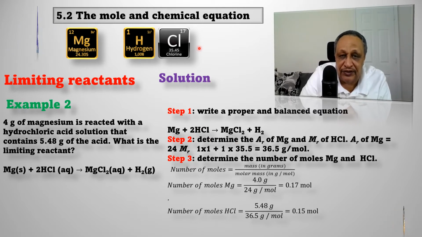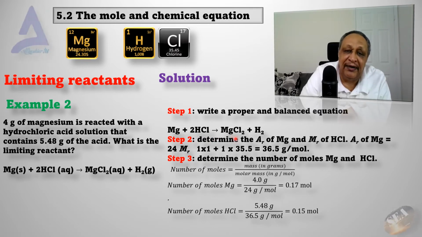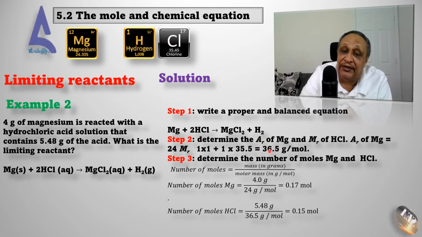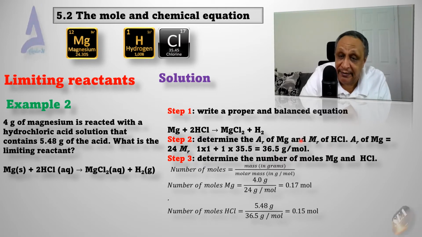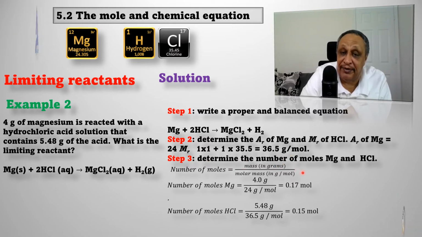So it is HCl, that means 1 hydrogen multiplied by 1, which is the Ar of hydrogen, and then 1 atom multiplied by the Ar of chlorine, which is 35.5. And when we add them together, it's going to be 36.5. Now, after that, I'm going to determine the number of moles for the magnesium and also for the hydrochloric acid, using the formula that we know, that the number of moles equals the mass in grams over the molar mass in grams per mole.